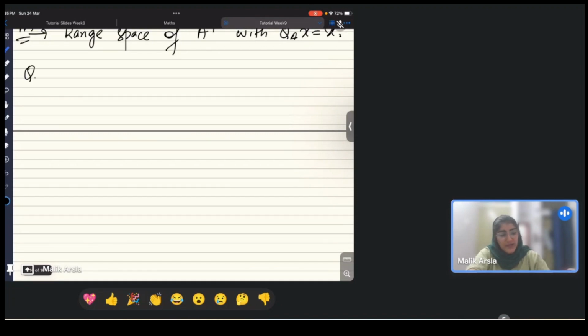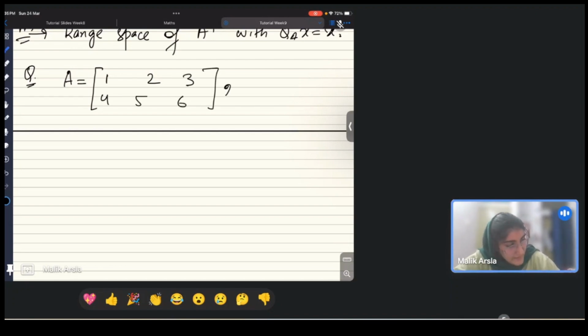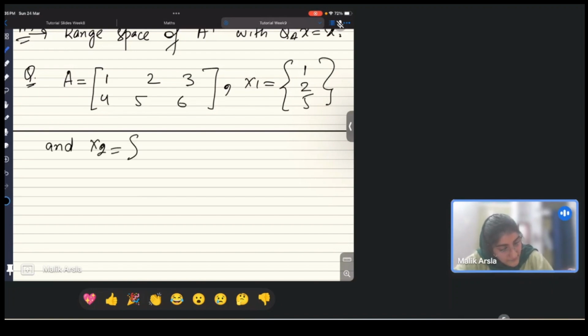Now moving to the next question. We'll do a simple question. We have been given a matrix A equal to 1, 2, 3, 4, 5, 6, and then the vector x1 is given as 1, 2, 5, and x2 is given as 6 and 25.